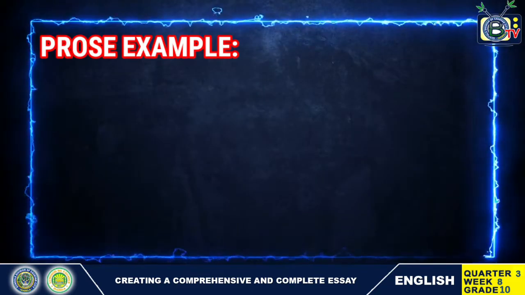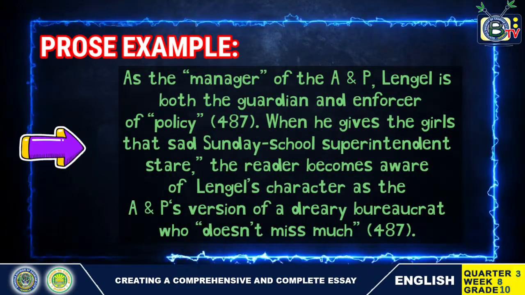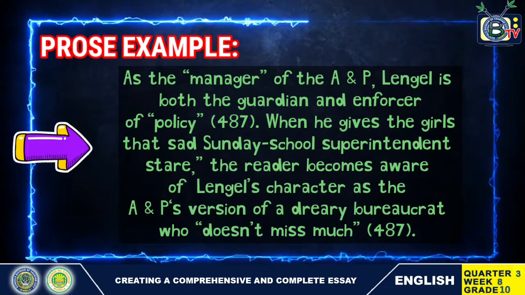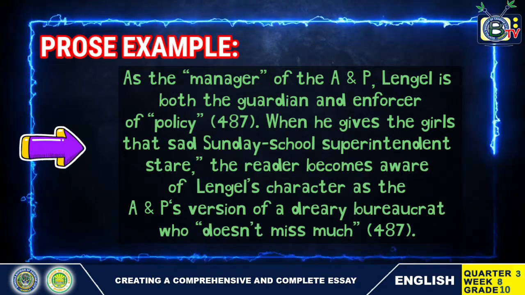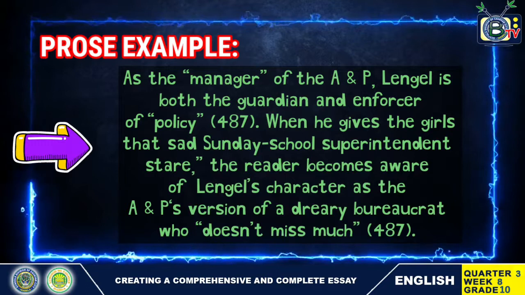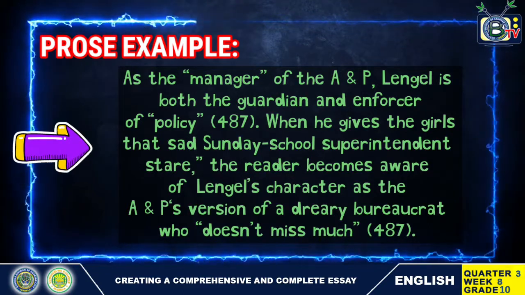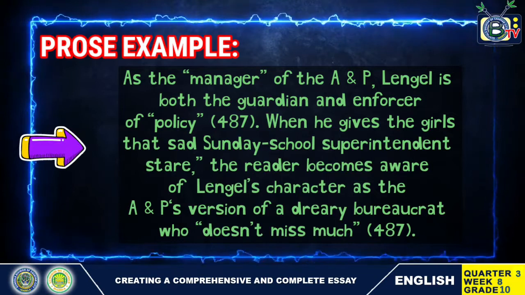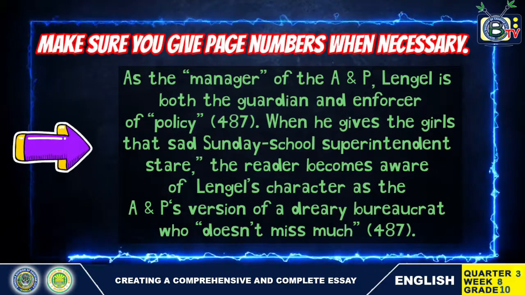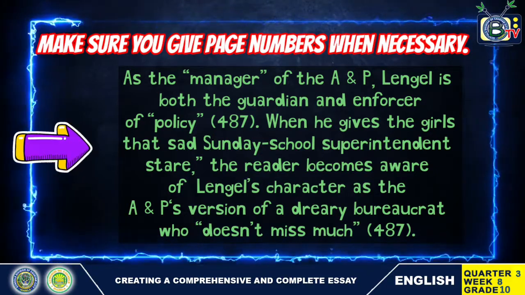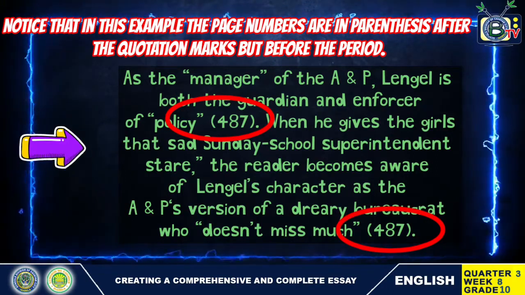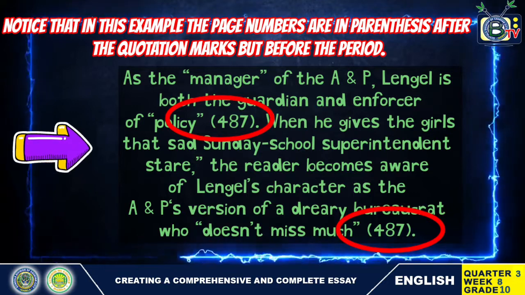Prose example. As the manager of the A&P, Lengel is both the guardian and enforcer of policy (487). When he gives the girls that sad Sunday school superintendent stare, the reader becomes aware of Lengel's character as the A&P's version of a dreary bureaucrat who doesn't miss much (487). Make sure you give page numbers when necessary. Notice that in this example, the page numbers are in parentheses after the quotation marks but before the period.